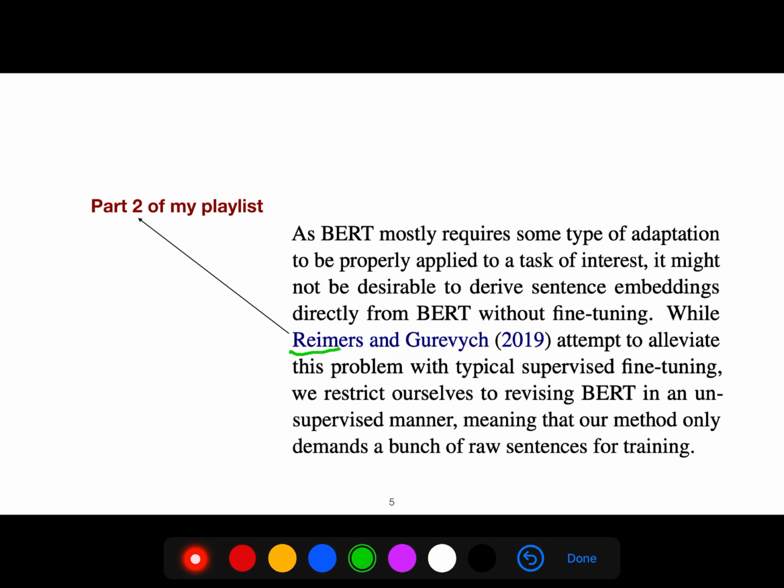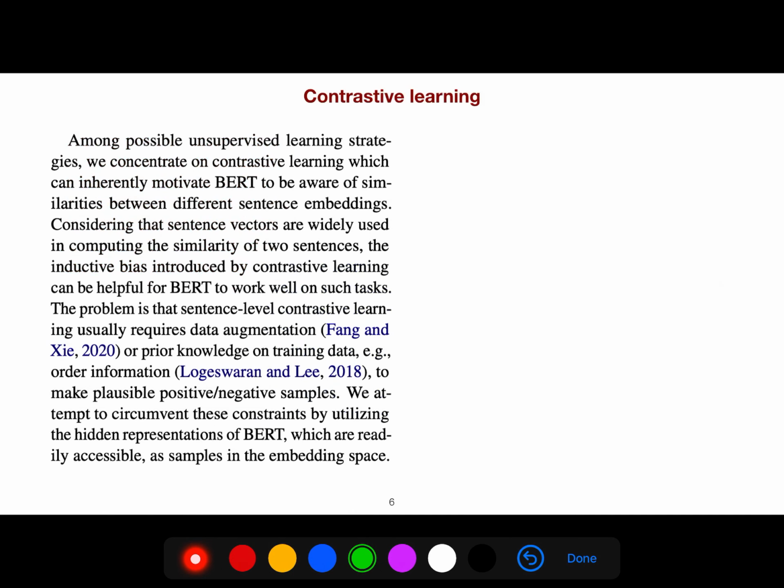As BERT mostly requires some time of adaptation to be properly applied to a task of interest, it might not be desirable to derive sentence embeddings directly from BERT without fine-tuning. While this article attempts to alleviate this problem with typical supervised fine-tuning, we restrict ourselves to revising BERT in an unsupervised manner, meaning that our method only demands a bunch of raw sentences for training. Among possible unsupervised learning strategies, we concentrate on contrastive learning, which can inherently motivate BERT to be aware of similarities between different sentence embeddings.